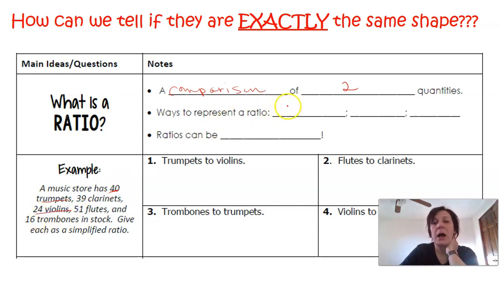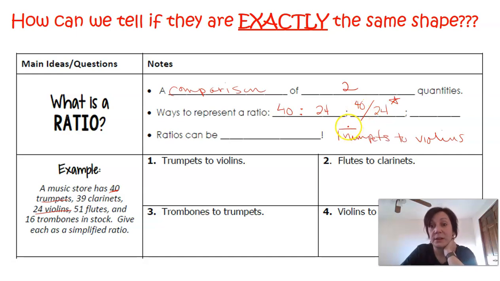So if I want to do the ratio of trumpets to violins, that's actually one way to write it, to just write the 2 in there. More mathematically speaking, we could write 40 and then we put a colon and a 24. So we say the ratio of trumpets to violins is 40 to 24. You can also write it as a fraction, 40 to 24. This is the one we're going to use because that's the one that's going to be able to be put into an equation.